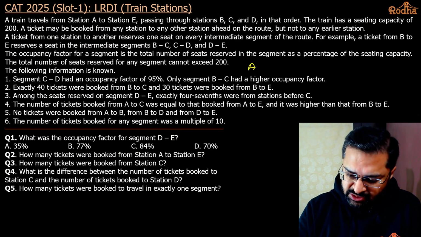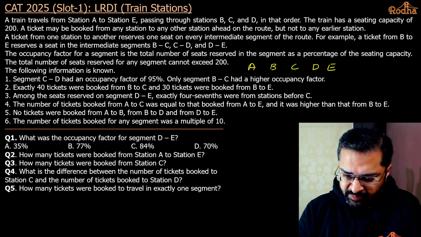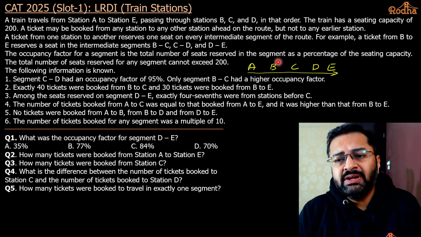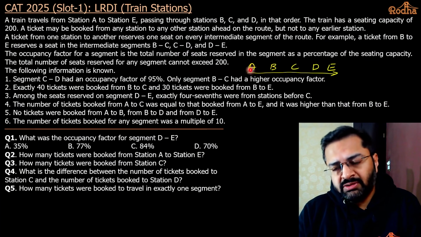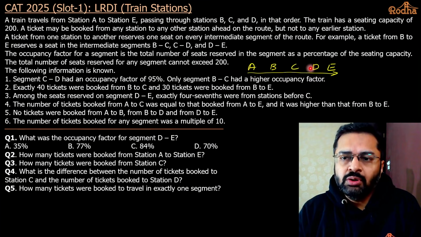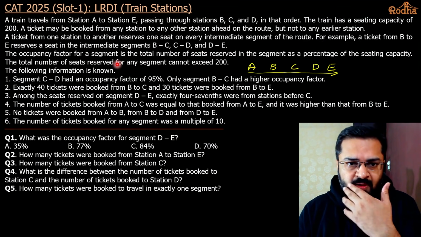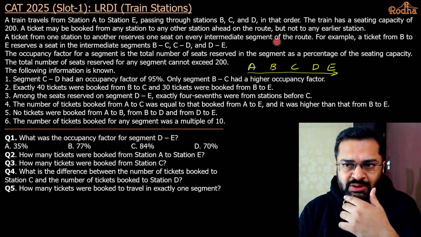It goes like this. This is A, B, C, D, E, right? And the route is like this in this direction. What it says is that if somebody books a ticket from, let's say, A till D, the seat would be reserved from AB, BC and CD, all the segments, which is self-explanatory. So nothing new in this. This data is quite simple. Now, if you look at the next one, this is done.